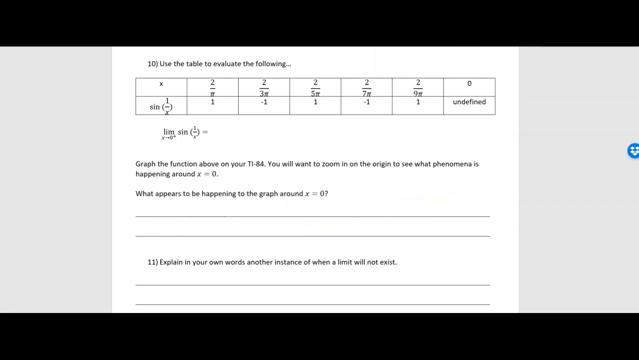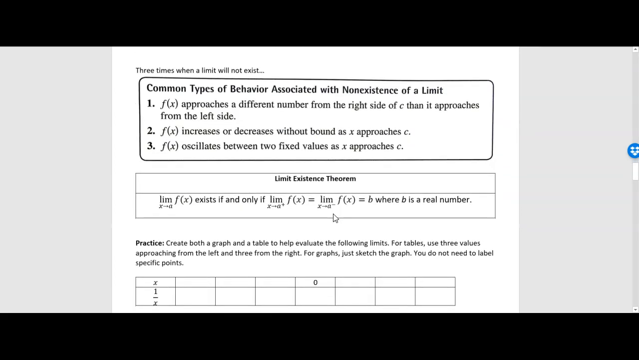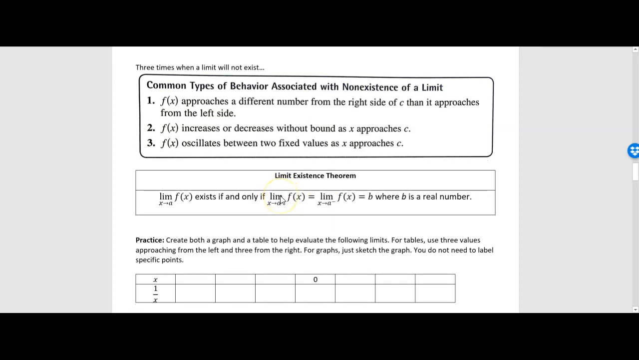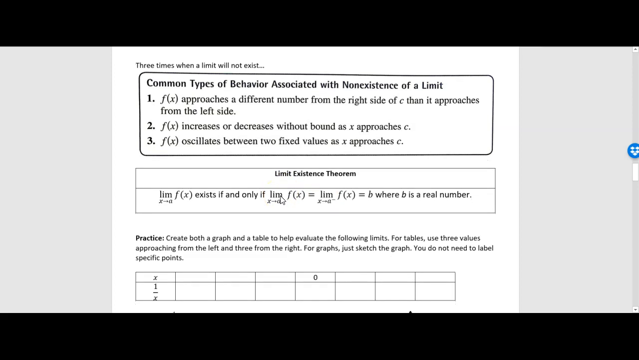Let me erase this. All right, we are getting close to the end of this video, and then you guys will have some time to do some practice. So, common types of behavior associated with the non-existence of a limit, and this is kind of what we've just worked through. Number 1, f of x approaches a different number from the right side of c than it approaches from the left side. Whether you're tracing on your graph or looking at the table, if the one-sided limits are not equal to one another, then the limit is not going to exist.